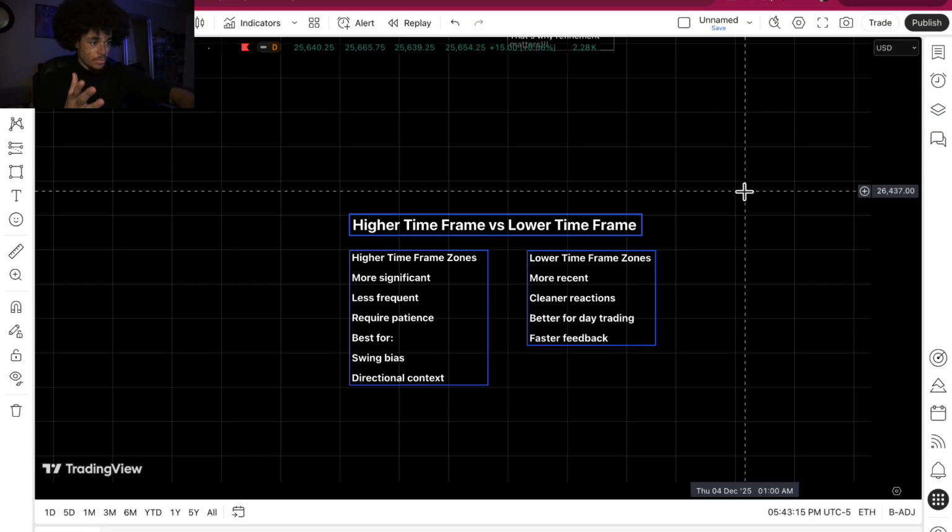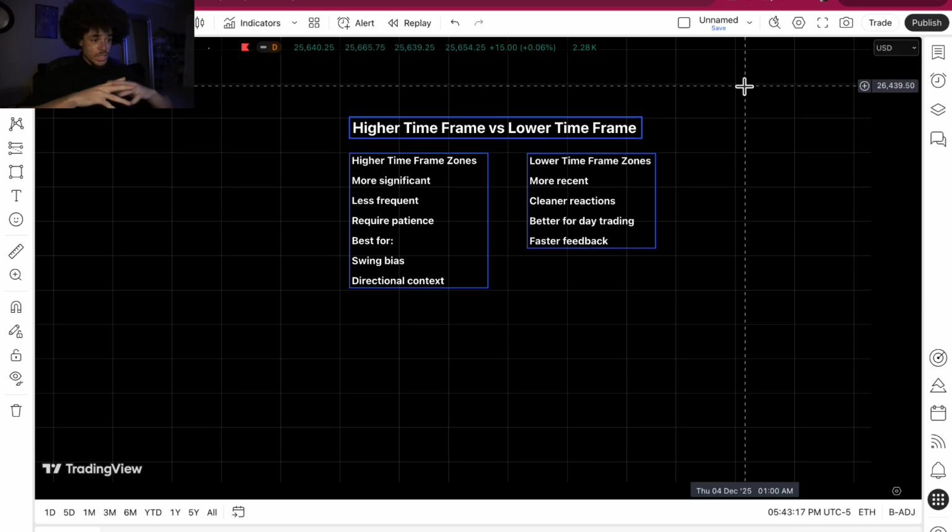But higher time frame versus lower time frames. Just to keep this quick and simple, higher time frames are significant. It took more time for that zone to be created, but it's less frequent. After having a strong move away from the zone, we might not actively be near that zone. Okay, so it's gonna take a while for us to get back to that zone, but when we do, there's a high chance of that trade playing out the way we want it to.